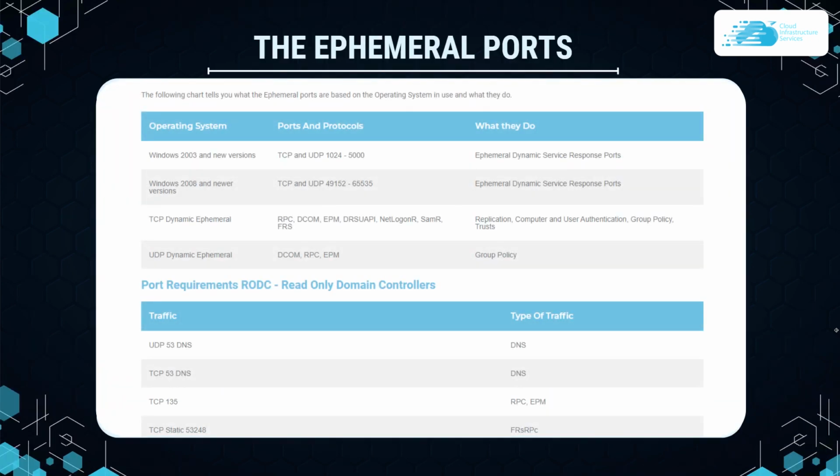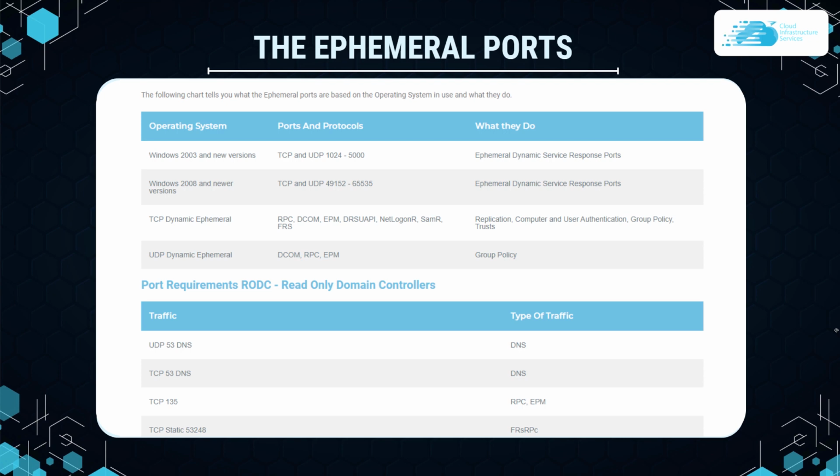And then we have the ephemeral ports. If you're running operating system Windows 2003 and the newer version, then for TCP and UDP you have the port numbers from 1024 to 5000, which are used for ephemeral dynamic service response. And if you're using Windows 2008 and newer, then the port numbers change from 49152 to 65535. And then you can already see for TCP dynamic ephemeral you have the RPC, DCOM, EPM and so much more, and for the UDP dynamic ephemeral we have the DCOM, RPC and EPM.